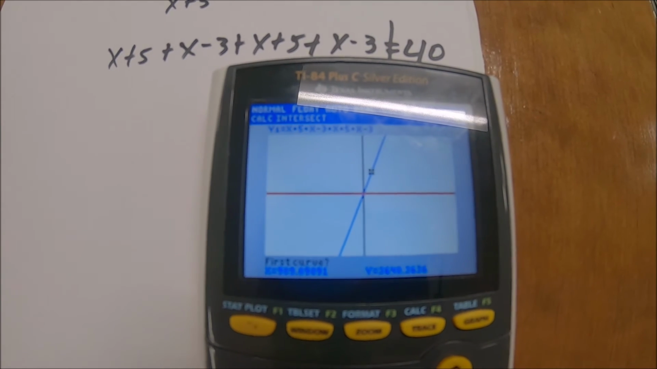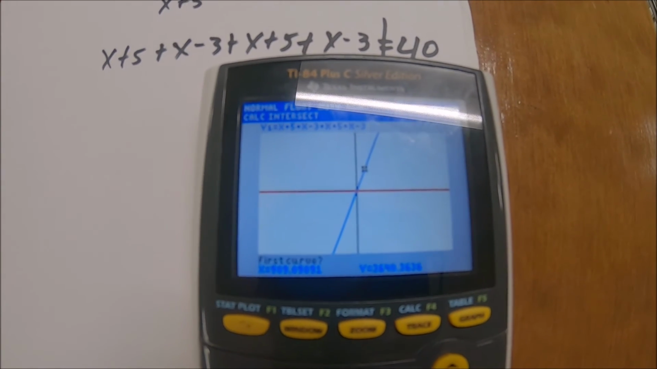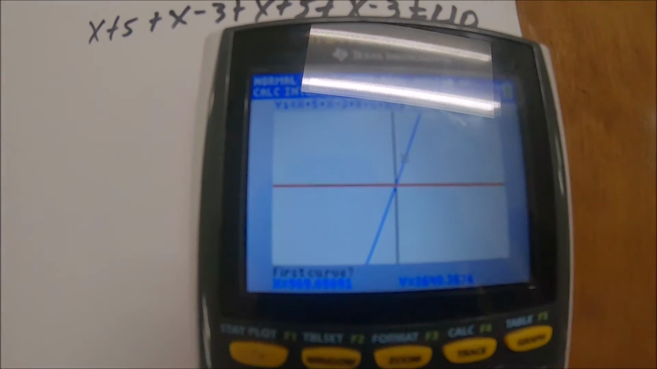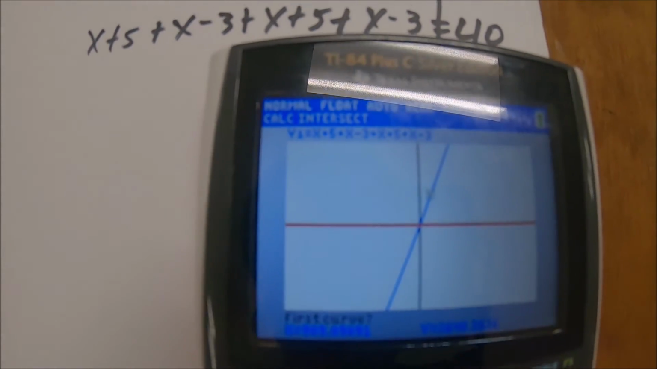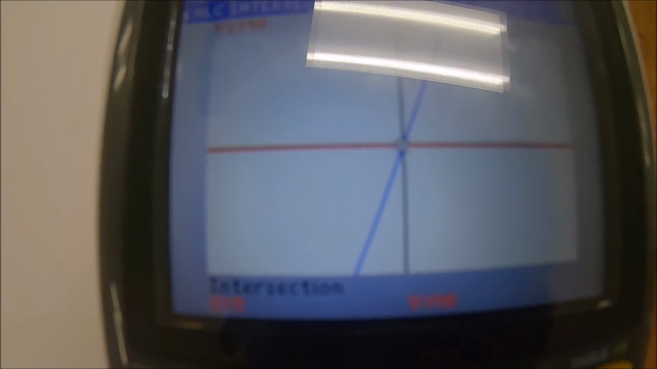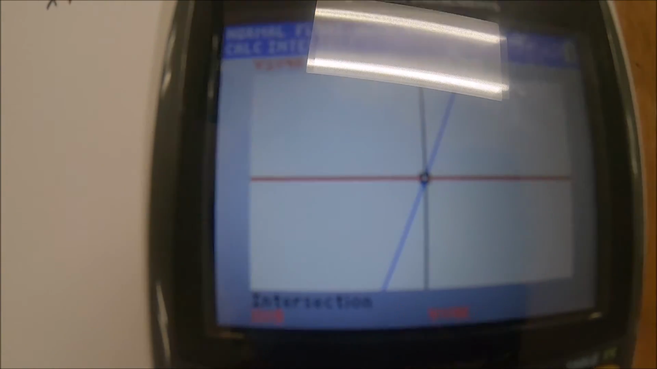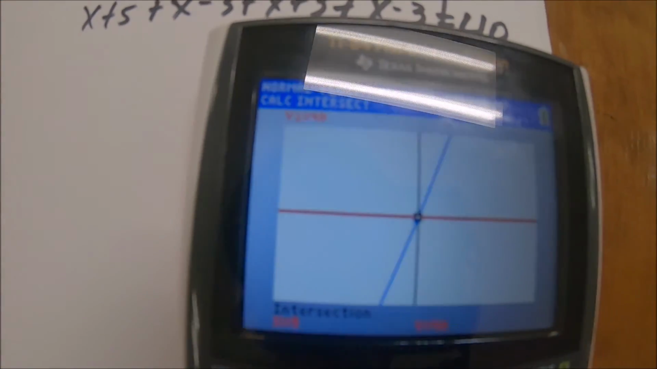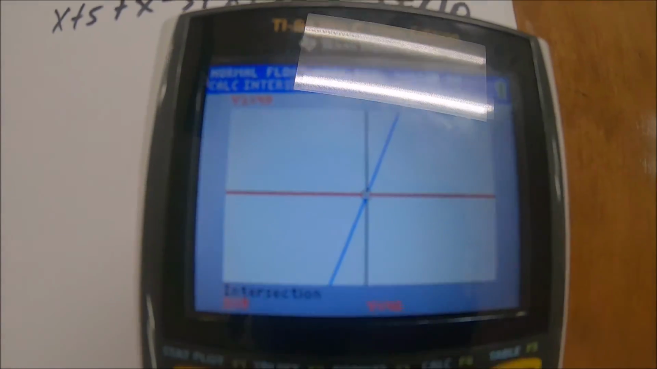That's our answer. And see how it graphs very fast when you put the resolution, or the RES, at 8. And then you keep on hitting Enter until it gives you the word intersection. And there is the word intersection. So our answer to this problem is X equals 9 and Y equals 40.